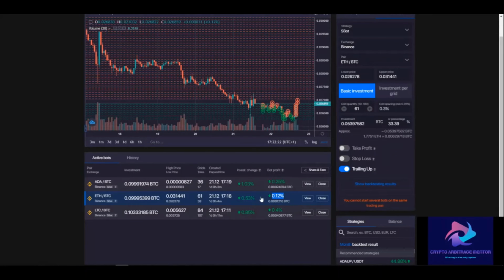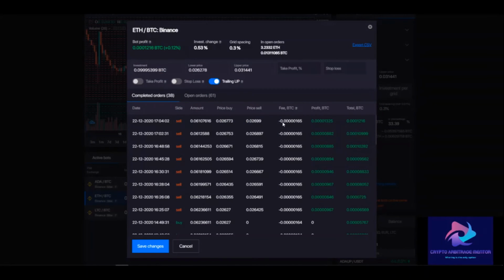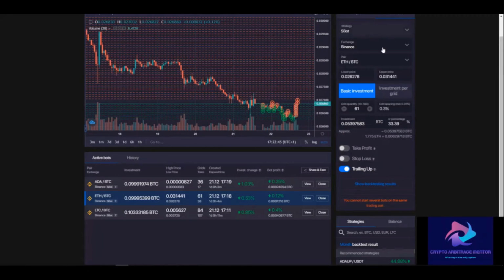So maybe you can know here that this grid spacing, this profit between trades, is not the best. Why? Because the fee of every single trade is very high, or rather, the result of your profit less the fee is not so high.